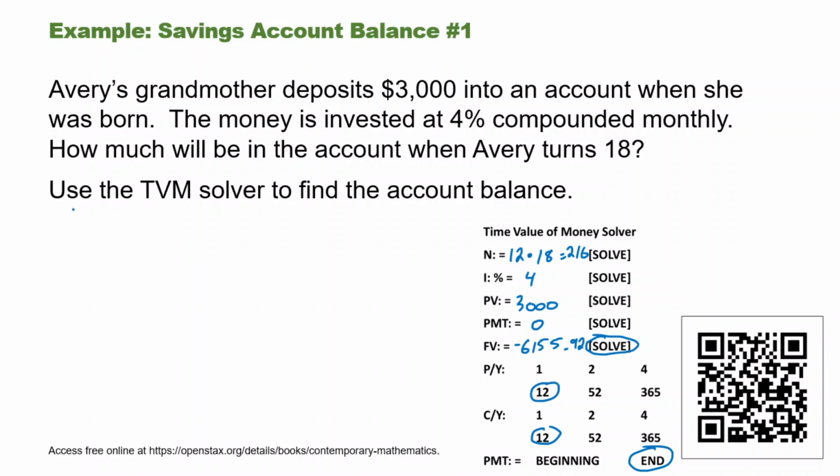So to answer the question, how much will be in the account? This is positive $6,155.92. Now, in the event that we are interested in how much interest was accrued, we would then subtract the present value. That's a pretty common question. But for this question, all we want to know is the future value, because it's how much will be in the account when Avery turns 18.